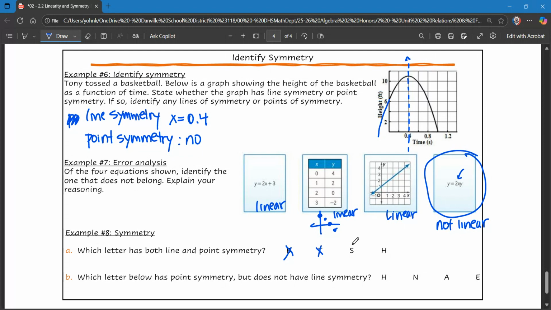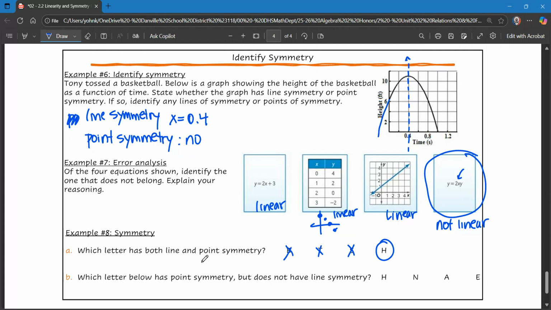S, is there line symmetry? Can I chop it in half? No. Is there point symmetry? Can I put a dot somewhere and have it twist? The answer is yes, but it has to have both, so it's not it. If we look at H, does it have line symmetry? Yes, if I go down the middle. Does it have point symmetry? Yes, if I put a dot in the middle, so it's got to be H.